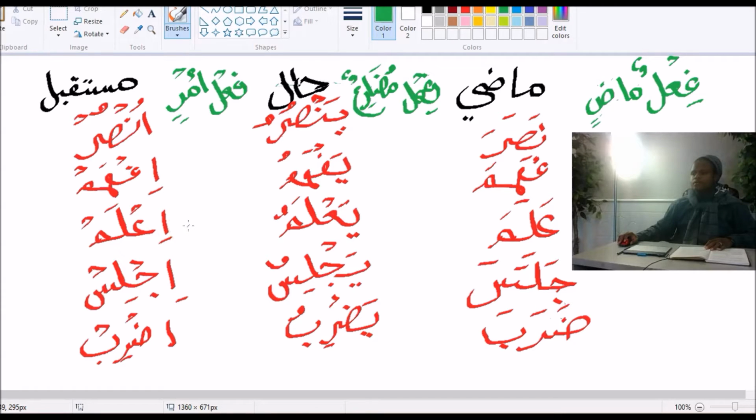As for the mustaqbal, the future, its fi'l can be mudari', like al-hal, like present tense, as well as fi'lu amrin, a verb of command. So mustaqbal, usually it's switched between hal's form, which is mudari'. Sometimes mudari' is for future, and for the most part, all of fi'l amr is for future. For example, nasara, yansuru, انصر. Another example. فهم يفهم افهم.